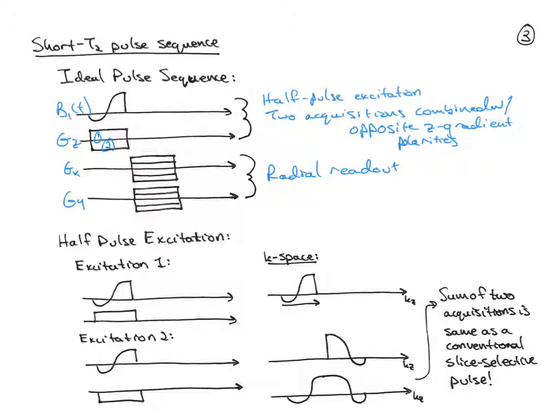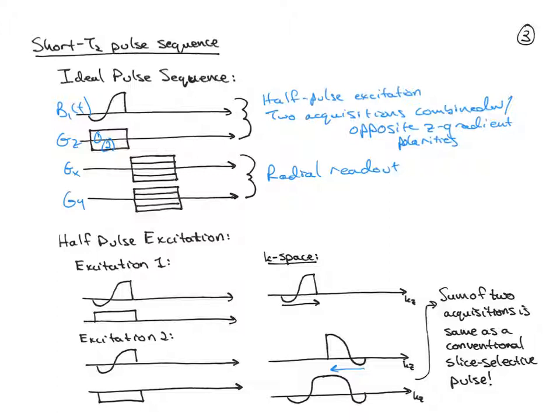Conversely, for excitation 2, remember again that the instantaneous excitation K-space location is the integral of the remainder of the gradient. So that means we start at the other side of K-space, of KZ space, and move to the center as well. Both pulses start on one side and move to the center. And so that is, assuming linearity here in the small tip angle regime, the sum of the two acquisitions will be the same as a conventional slice selective pulse.